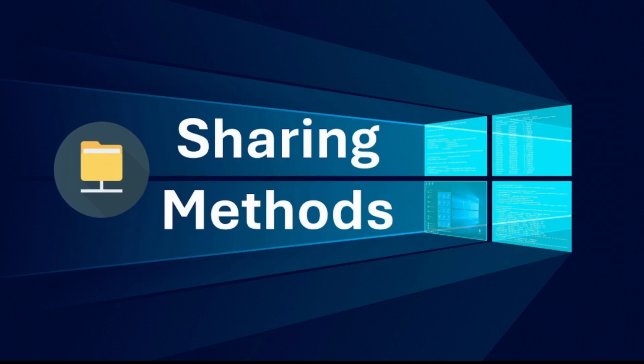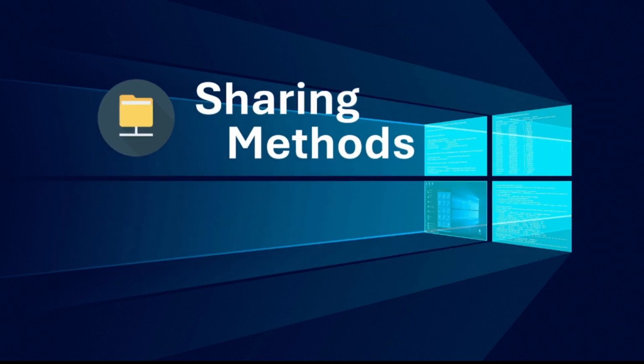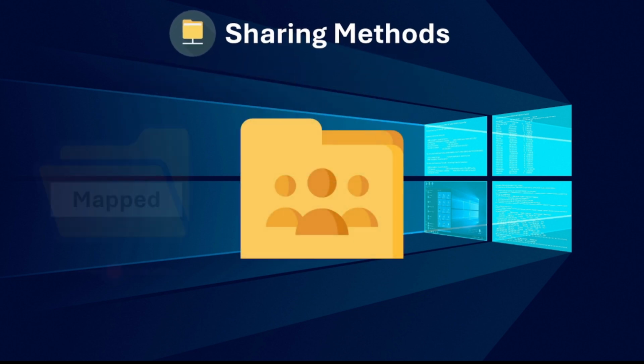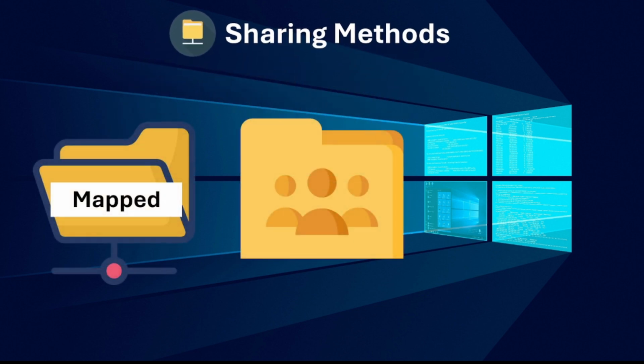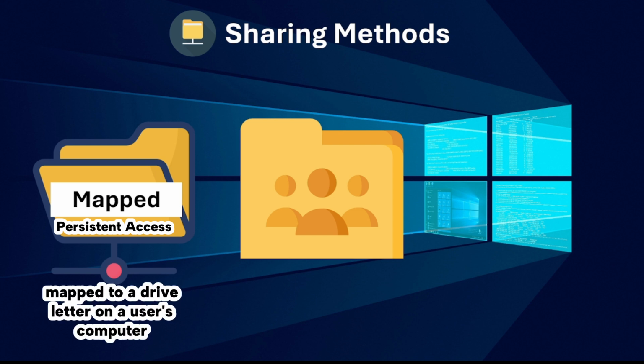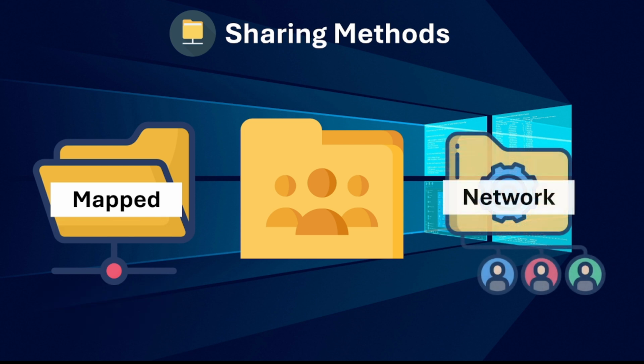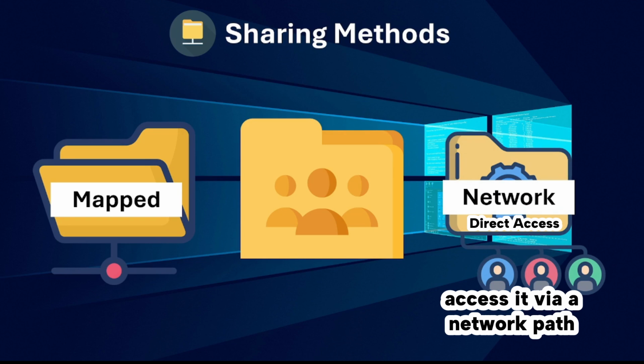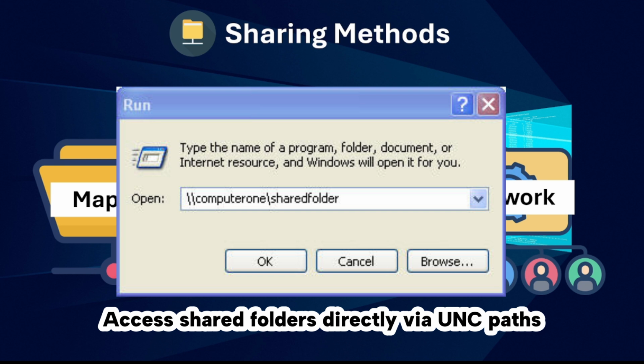Okay, so let's now talk about the different methods and how to access shared folders efficiently. First, we have mapped drives or persistent access. Network shares can be mapped to a drive letter on a user's computer for easier access. Then we have the network path or direct access. This is when a specific folder is shared over the network and users access it via a network path. You can access shared folders directly via UNC paths.